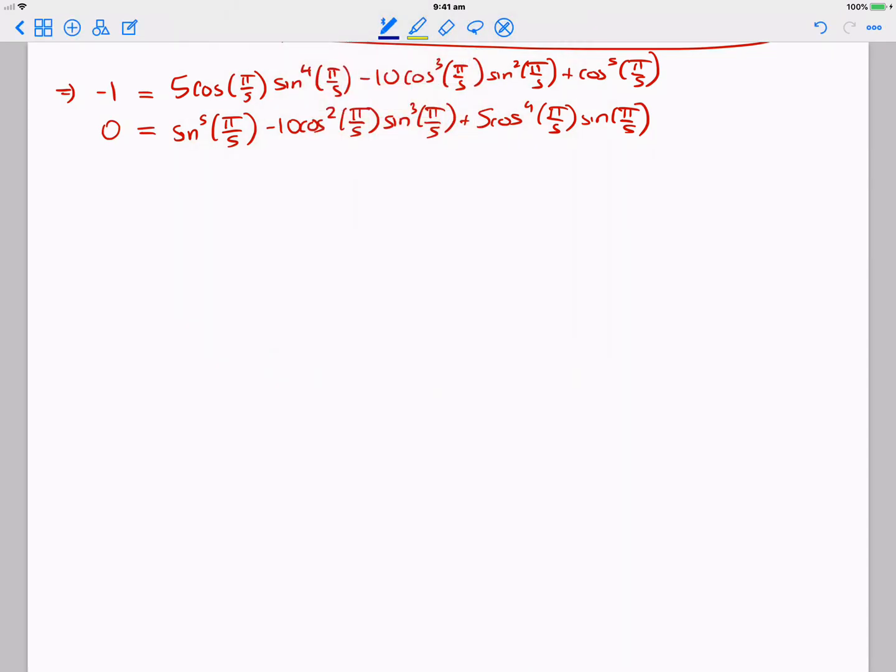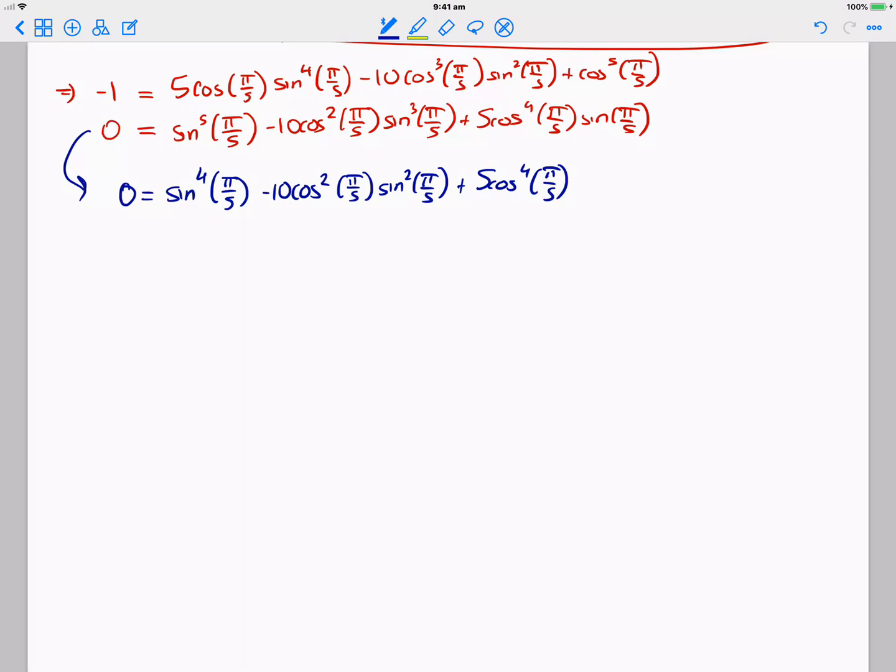So if I take this second equation here, notice I can divide through by sine pi on 5, right? Because there's a common factor of sine pi on 5 on the right, and obviously sine pi on 5 is not going to be 0, so I can divide through by that, and that's going to give me sine to the 4 pi on 5 minus 10 cos squared pi on 5 sine squared pi on 5 plus 5 cos to the 4 pi on 5.